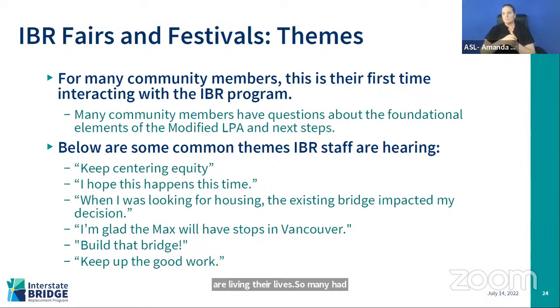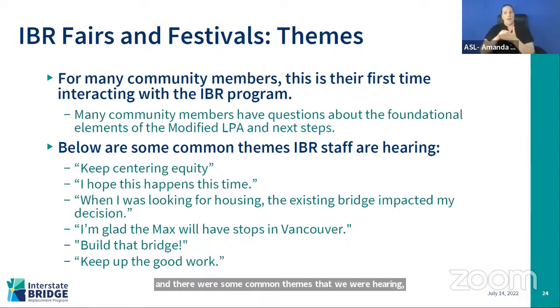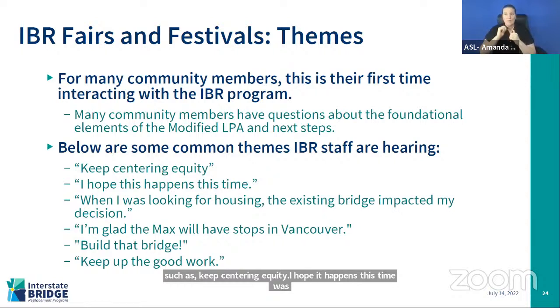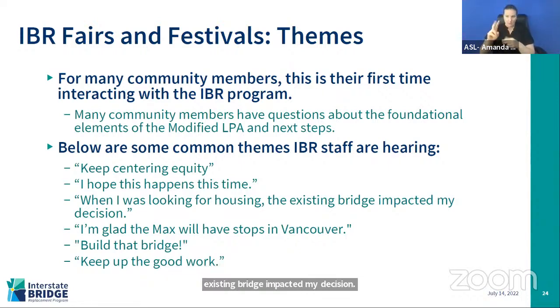There were some common themes that we as staff were hearing, such as keep centering equity. "I hope it happens this time" was a very strong sentiment. There are also people who shared their experience with us. We got some really great insight from folks who commute via public transit or by car, and hearing comments such as, "When I was looking for housing, the existing bridge impacted my decision." We also heard, "I'm glad that Max will have stops in Vancouver." A lot of folks just walked by and yelled, "Build the bridge," which was pretty fun, and "keep up the good work."